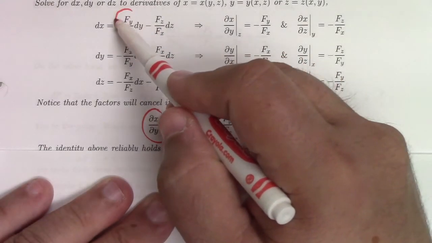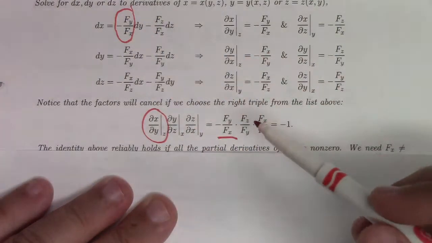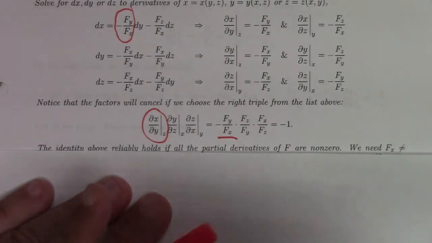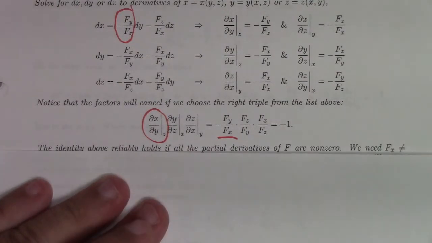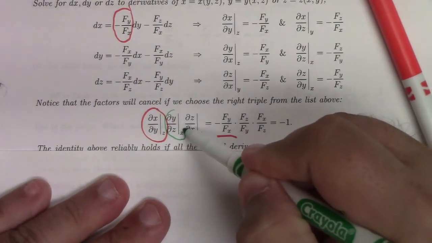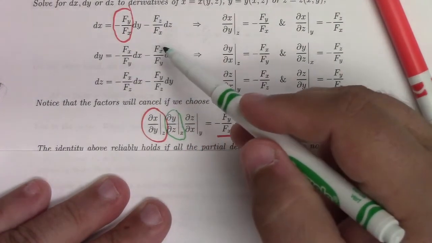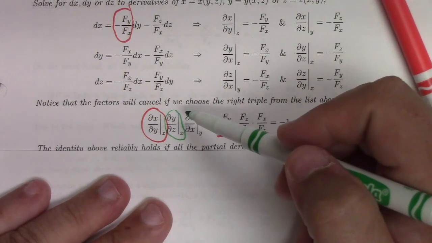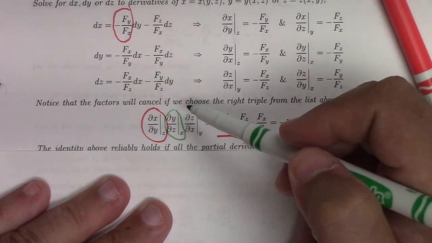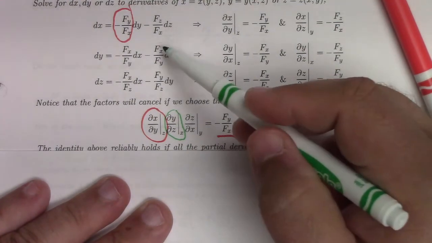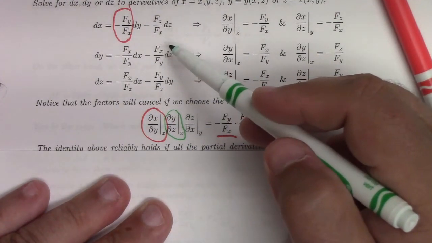That's this right here. When we look at dx and we look at the coefficient of dy, that gives me that partial derivative, right? When you look at the partial y partial z holding x fixed, that's going to be from dy. That's this one, fx over fy.